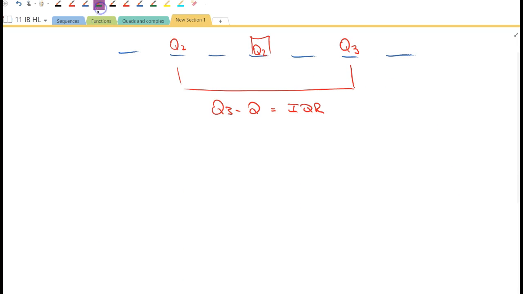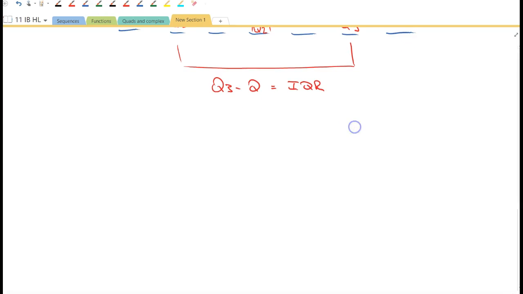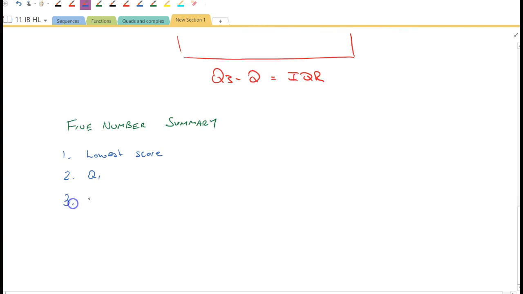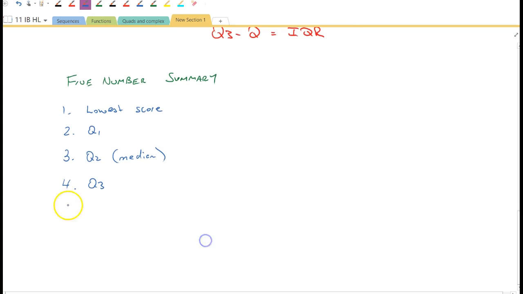Now when it comes to the 5-number summary, this gets referred to a little bit. Now the 5-number summary is this. 1 is the lowest score. 2 is Q1, the lower quartile. 3 is Q2, or the median, as it's generally known. 4 is Q3. Right, this is the 5-number summary. 5 is the highest score.